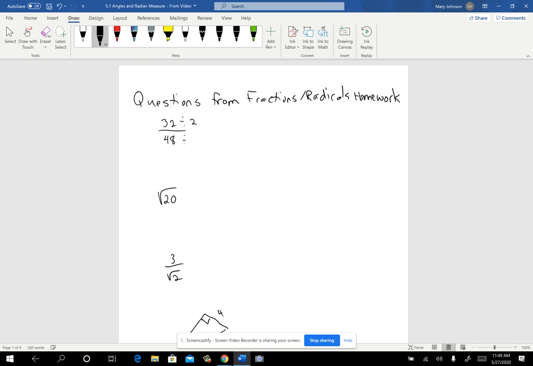So I noticed 2 went into both of those, and that knocks it down to 16 over 24. But then I also noticed 2 would go again, and in fact, I can see that 4 would work on both. So I might go ahead at this point, divide top and bottom by 4, and I wind up with 4 over 6. And when I look at that, I realize, hey, wait a minute, 2 would go into those, and I ultimately get 2/3.